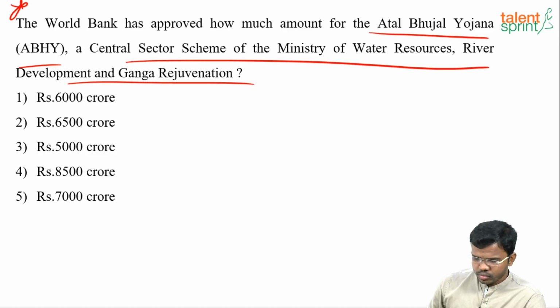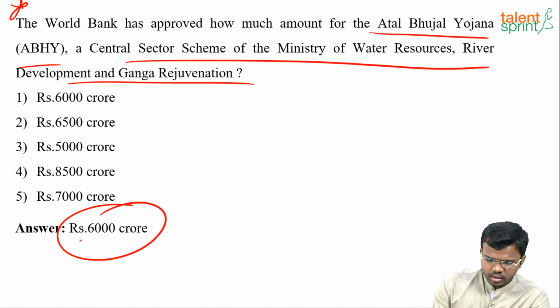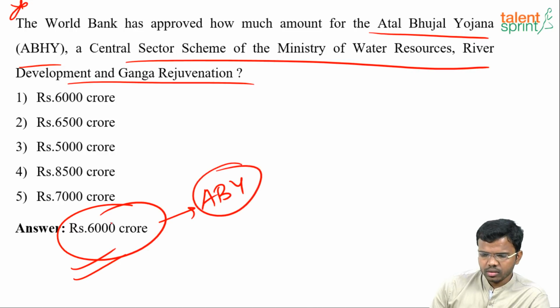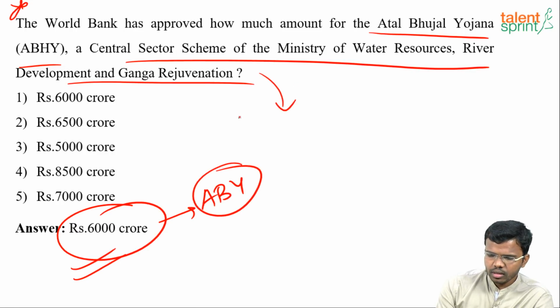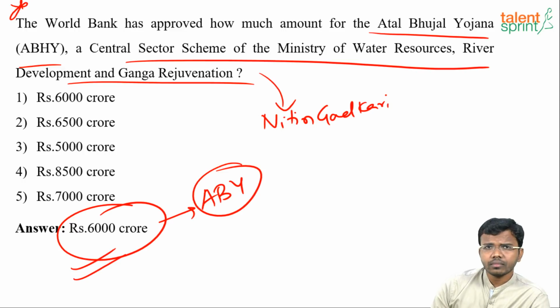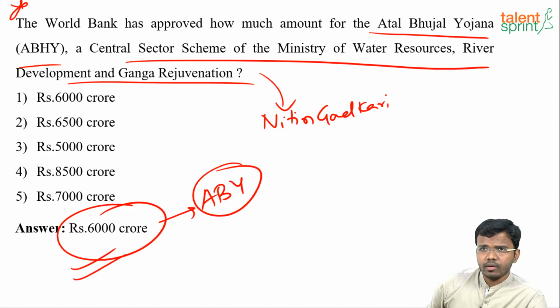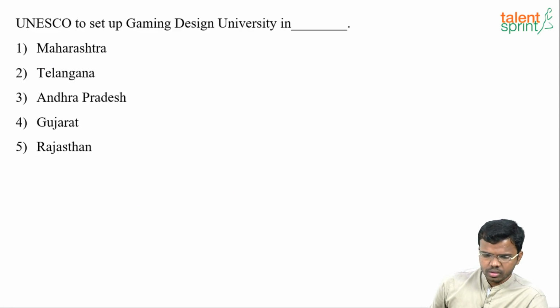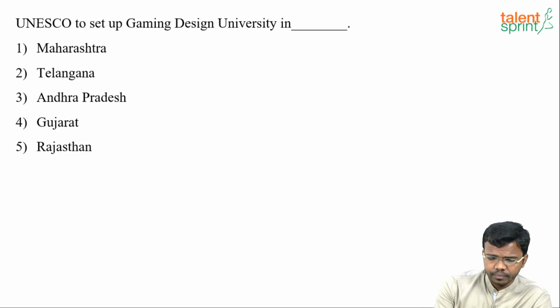Yes, it has approved 6,000 crores for Atal Bhujal Yojana. Okay, who is the minister for water resources, river development and Ganga regeneration? Nitin Gadkari. He is also the minister for shipping and road transport and highways.